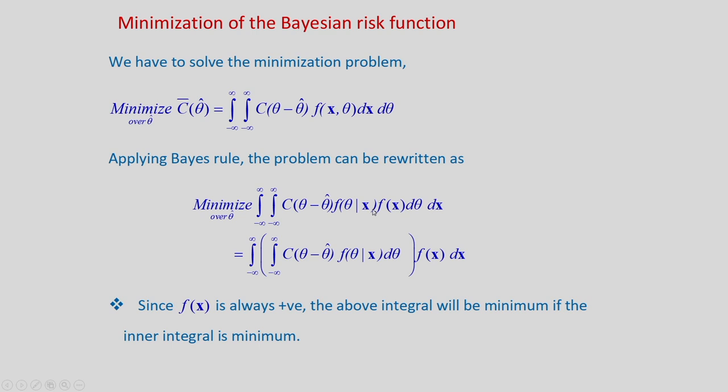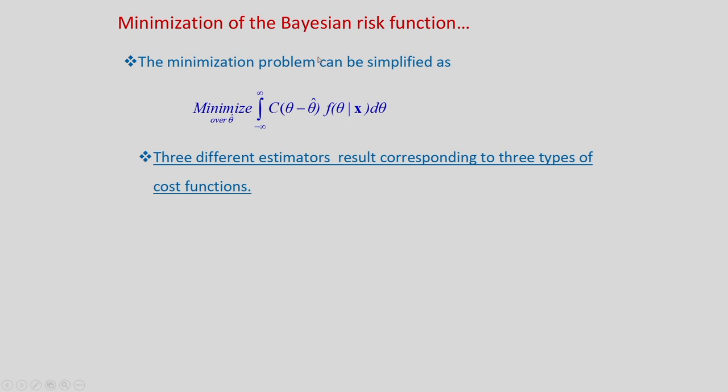Now, we can express this integration as two integrations, one involving theta only and the other involving x. So, the inner integral involves theta, theta hat and x, but the outer integral involves only x. So, this minimization problem we have written like this. Now, we know that f of x is always a positive quantity. Therefore, this entire double integral will be minimum whenever the inner integral is minimum. The minimization problem is now simplified and can be written as: minimize over theta hat the inner integral, integration from minus infinity to infinity of C of theta minus theta hat into f of theta given x, d theta.